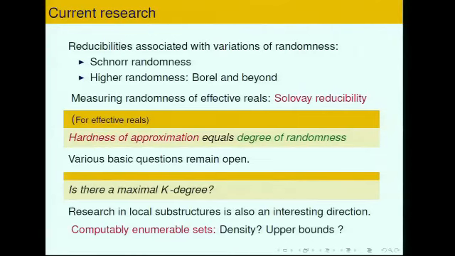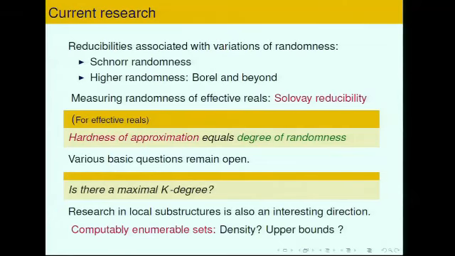Either lower, weaker randomness or stronger, like Borel and beyond even. Some of it has to do with reducibilities on local structures, like effective reals. For example, reals that have an approximation from below, computable approximation. So this was done in the 70s by Solovay, and well, the result is actually more recent, that hardness of approximation in this sense equals the degree of randomness.